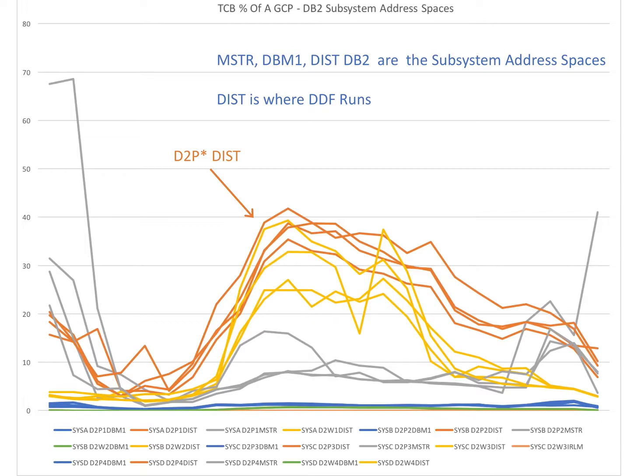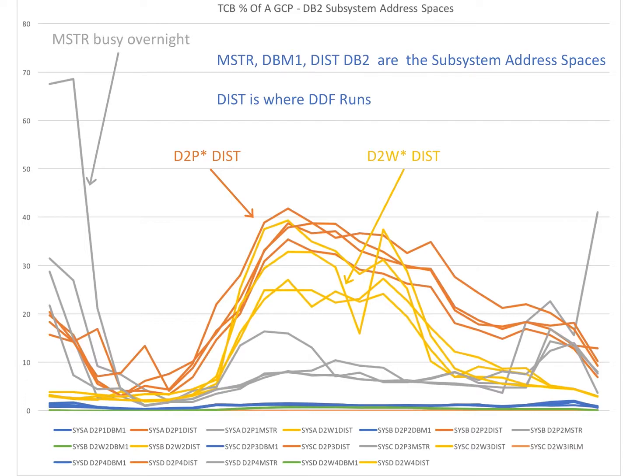Now their TCB time peaks in the day and is considerably above the DBM1s, as we shall see. And D2W dist TCB time is also well above, as we shall see. Now this is because they're carrying all the distributed workload, and a proportion of it, roughly speaking 40%, is going to be never zIIP eligible and is going to run on a general purpose engine under TCB.